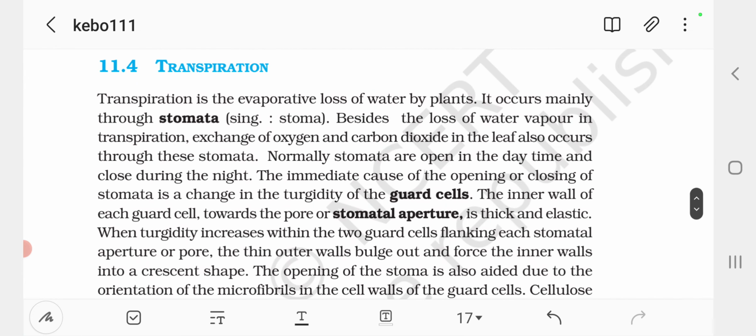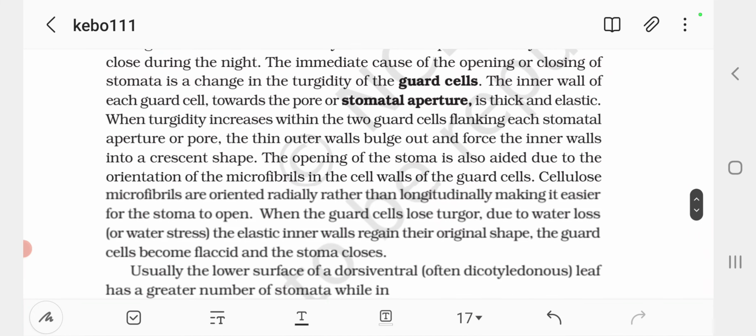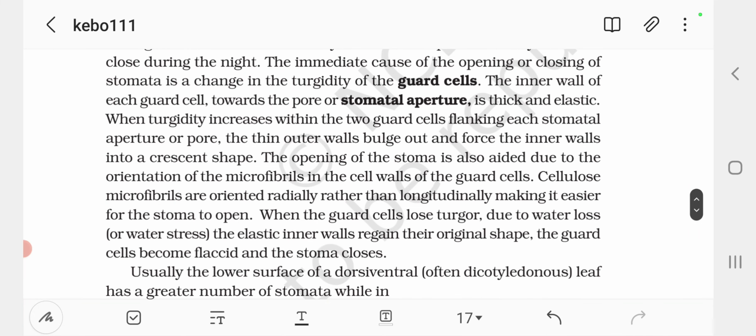11.4 Transpiration. Transpiration is the evaporative loss of water by plants. It usually occurs mainly through stomata. Besides the loss of water vapor in transpiration, exchange of oxygen and carbon dioxide in the leaf also occurs through these stomata. Normally, stomata are open in the daytime and closed during the night. The immediate cause of the opening or closing of the stomata is a change in turgidity of guard cells.